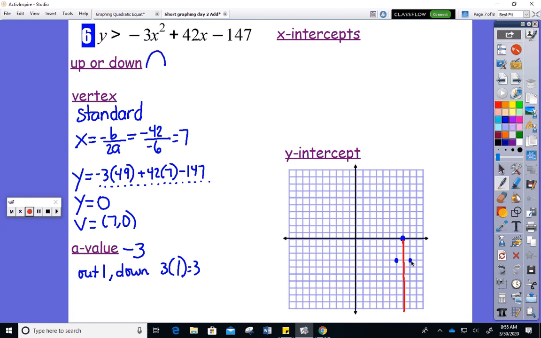Now I'm going to be more careful because I about tripped myself up earlier. That says greater than, so that means dotted, not solid. All right, and I need to shade. So when I shade it, greater than means above. So go to your vertex and go above it. Above the vertex in this case is outside the parabola. So I'm going to shade the whole outside of the parabola.